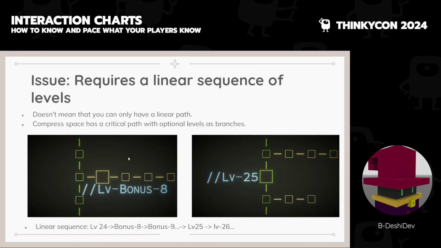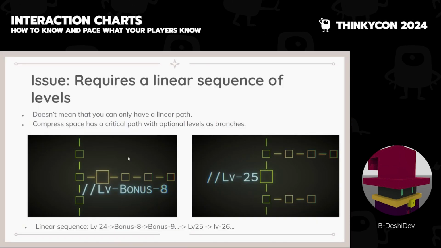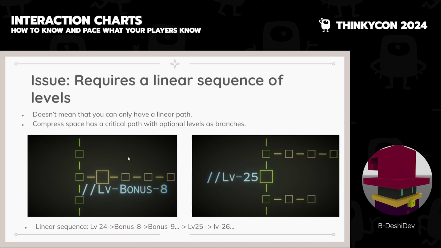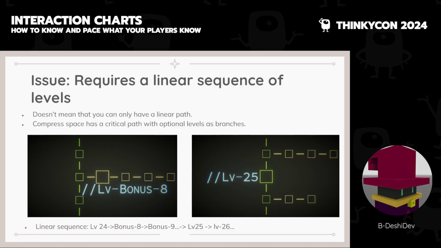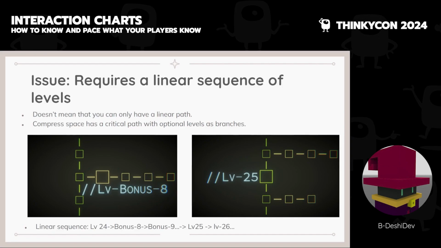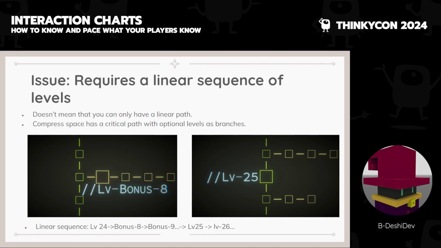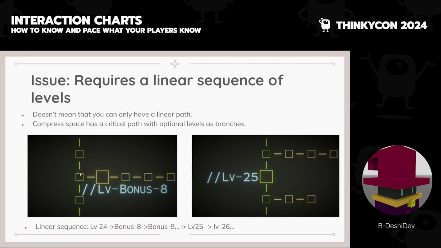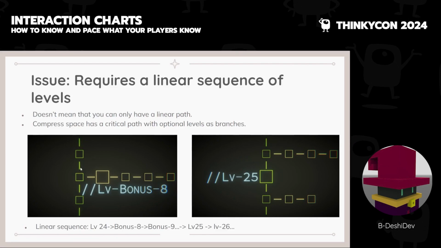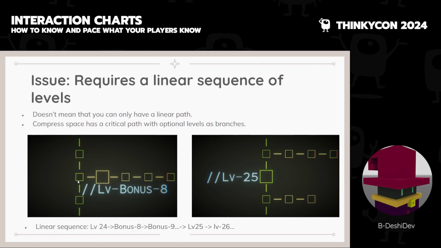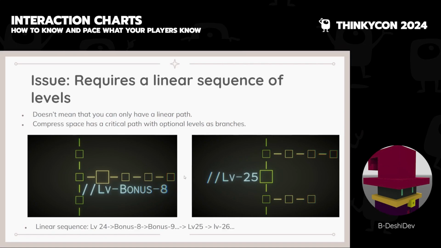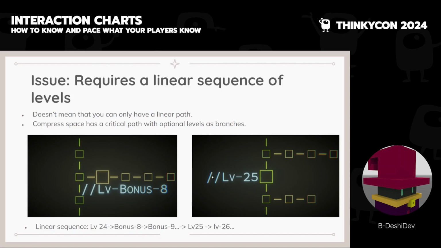So what are the issues with this? First thing is, since it is a chart, it requires a linear sequence of levels. But this doesn't mean that you need a linear path. As said before, my game has a critical path with optional levels as branches, and I just create a linear sequence by taking the critical path and then adding the optional levels. For example, this is level 24, level 25, then some sequence of bonus levels, and then level 26 again.